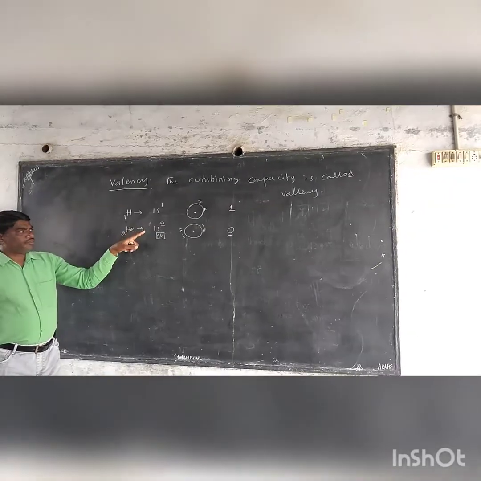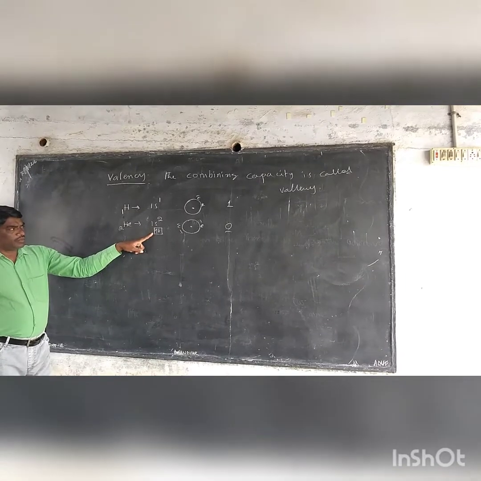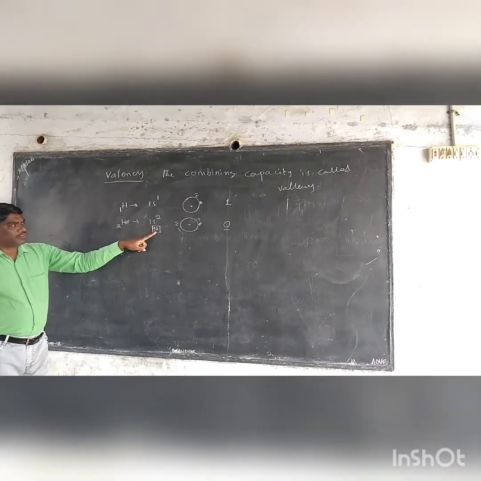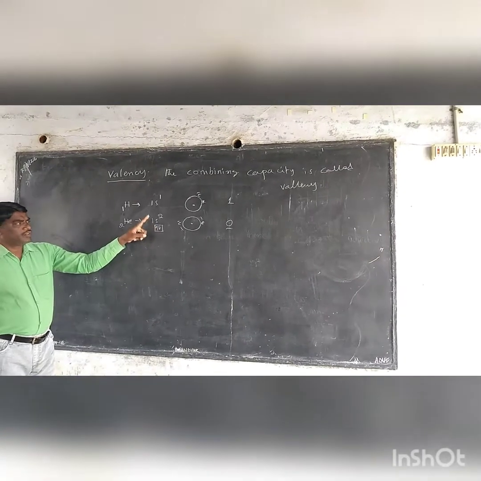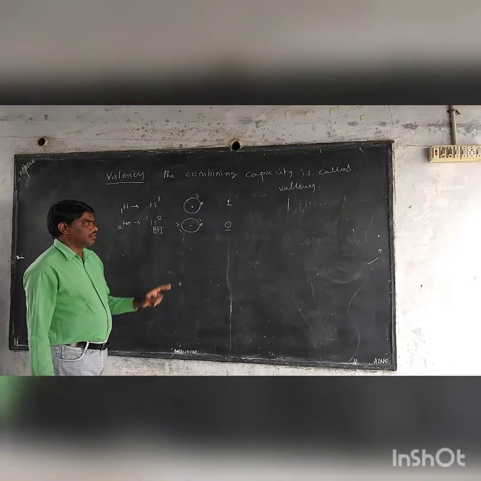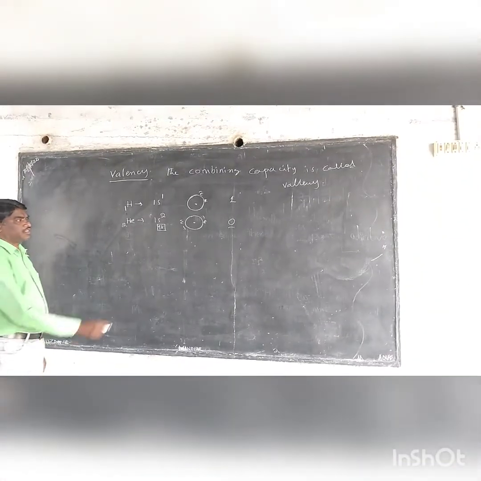At the same time, s has only 1 orbital, so the 2 electrons with opposite spin will be filled, so it will be stable. That's why the valency is also 0. These are the 2 conditions for valency 0.